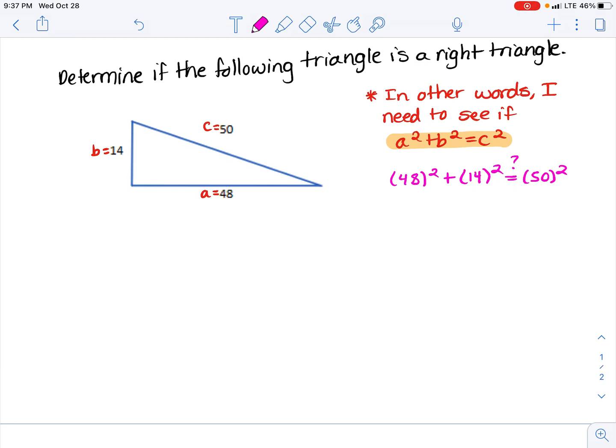Okay, so here, I'm just going to simplify the left-hand side. So I have 48 squared, which is equal to 2,304, plus 14 squared, which is equal to 196. And then I have 50 squared, which is equal to 2,500. And so now simplifying the left-hand side, I'm just going to add these numbers together. And so when I do that, I get that the left-hand side is in fact 2,500, equals 2,500.